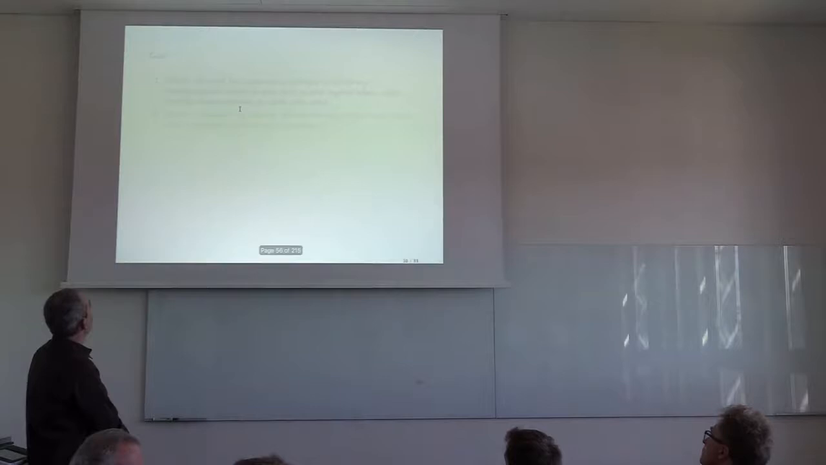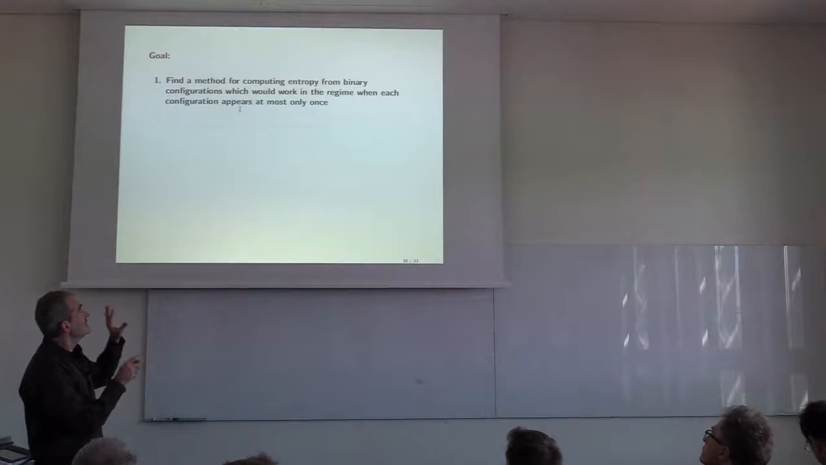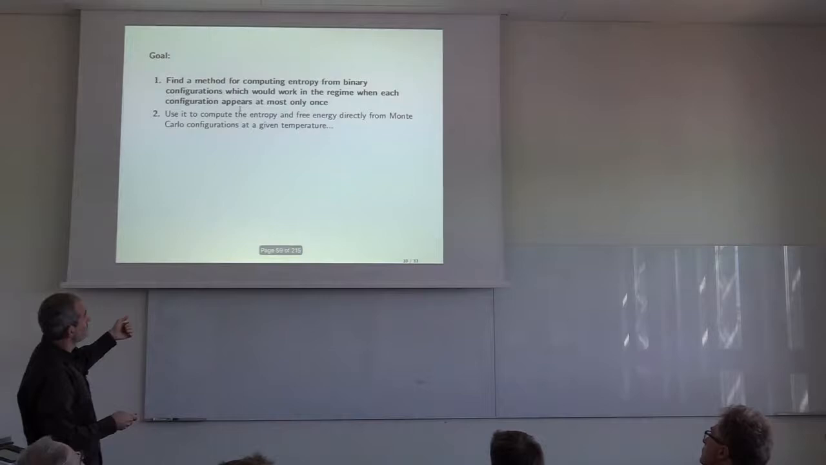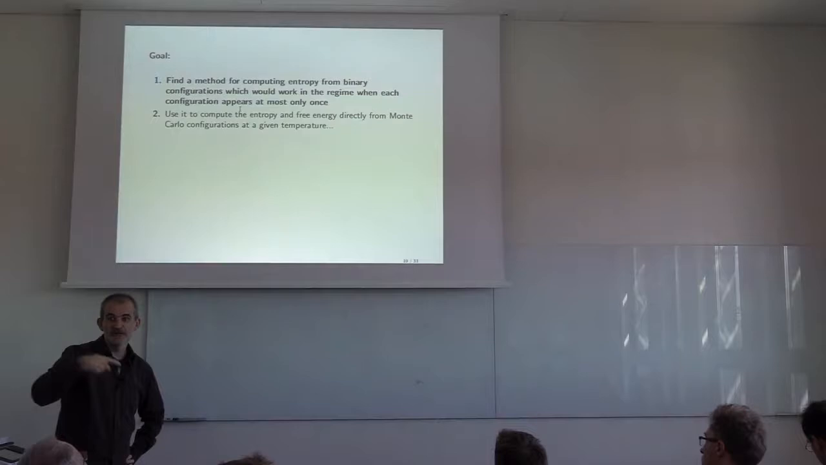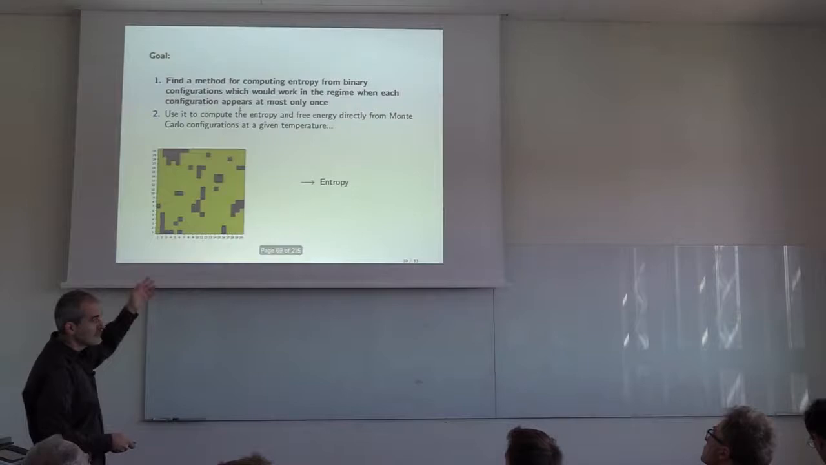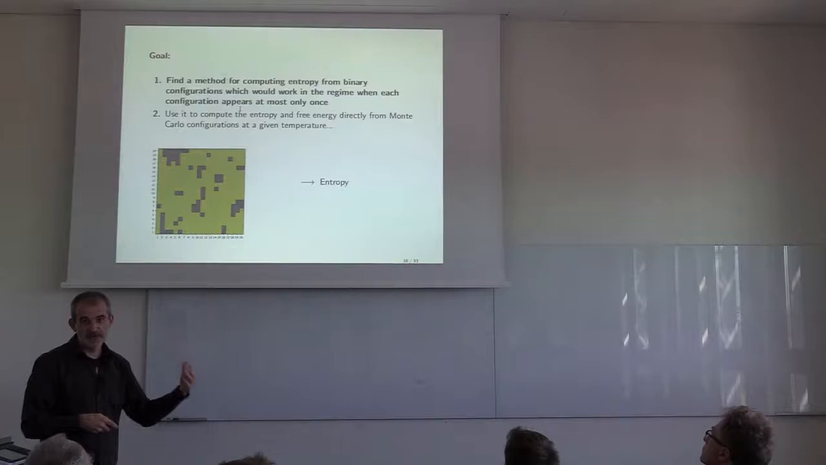Okay, so the goal of this work was to try to find a method for computing the entropy directly from binary configurations, which would work exactly in this regime where each configuration appears only once, or does not appear at all. And then we'd like to apply it to compute the entropy and free energy directly from these Monte Carlo configurations at a given temperature. So for example, for the Ising model, here are some Monte Carlo configurations at T C. So we have like 10 configurations. Of course, we would like to have 20,000 configurations, and from them compute the entropy and the free energy.